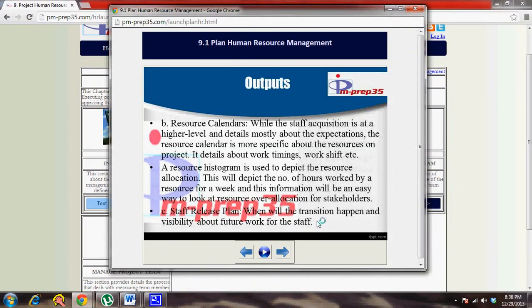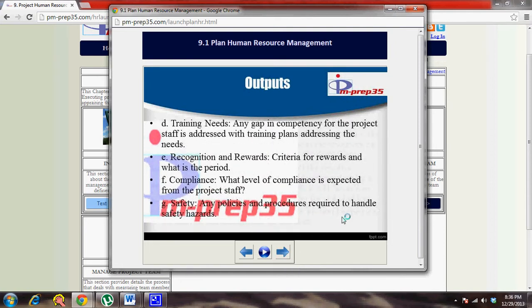Then, as part of the staffing management plan, you have the staff release plan. When will the transition happen, and visibility about future work for the staff. So it should get into that level wherein what is the next project and what is the plan, when will they be released, to give them the comfort level.